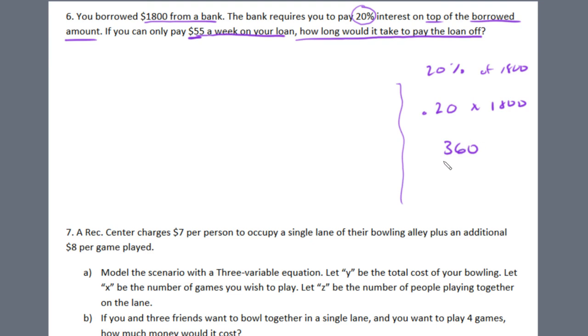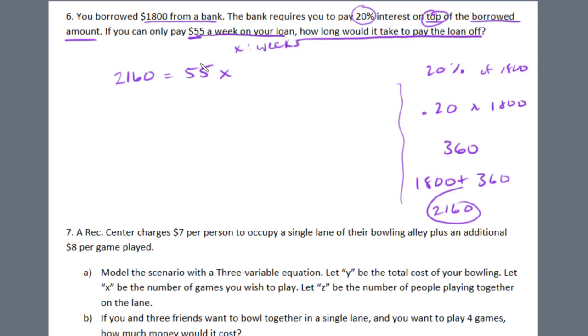Now, this is the interest, and you have to pay the interest on top of the borrowed amount. So what you need to pay is 1,800 plus 360, which is 2,160. That is the amount you owe. You can only pay $55 a week. How long will it take to pay off the loan? Well, if you are taking away $55 a week, you need to figure out when 2160 equals 55 times your amount of weeks.